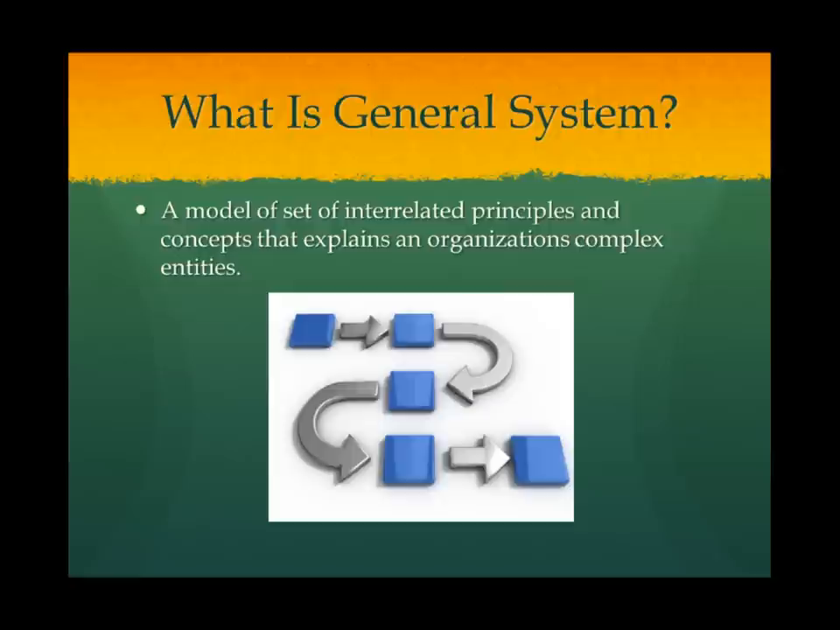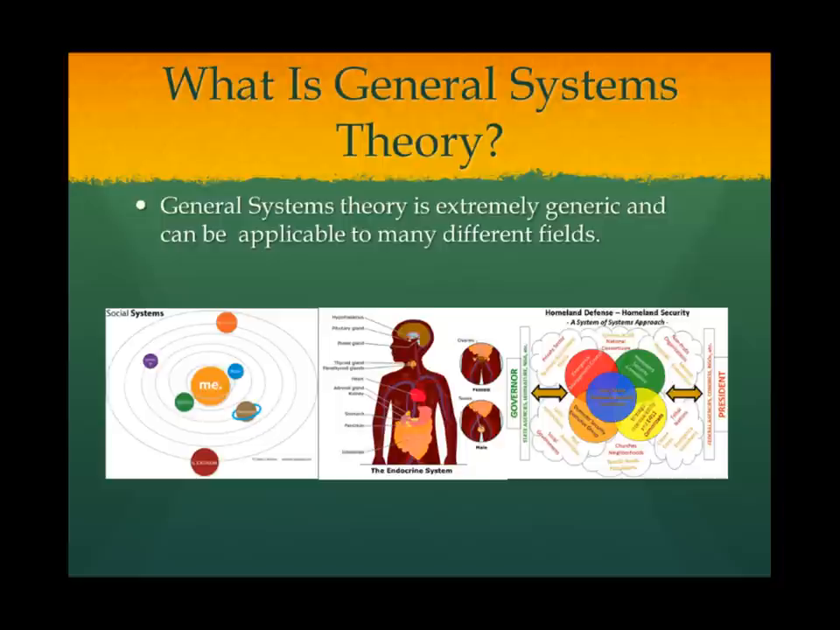Further, the general systems theory is extremely generic, and it can be applicable to many different fields. As you can see on the slide, you have the solar system, which is one form of a system, which is astronomical, and it's really hard to define without physics, so it involves a lot of physics. And then you have a biology system, where in this case it's the endocrine system that explains how your kidneys and your different glands help produce different hormones and regulate your body, whether you're male or female. So that's another type of system. And finally, there's the homeland security system, which we all know isn't exactly the best system, but it's what George W. came up with to help fight the terrorists.